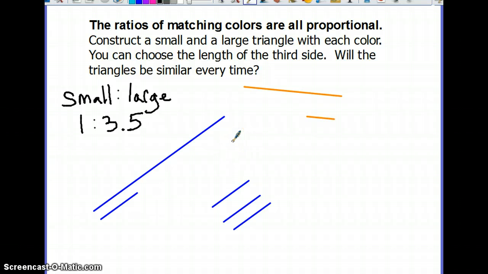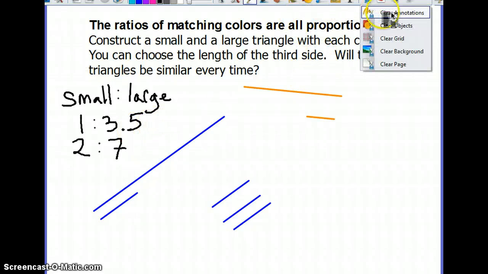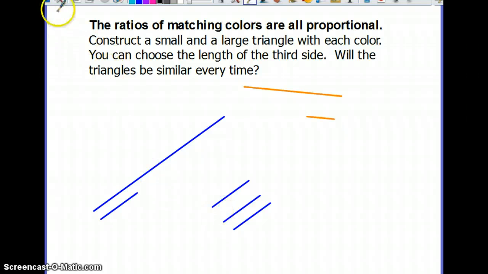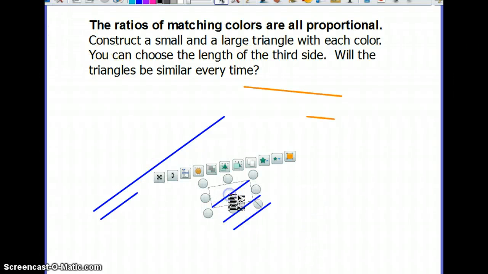So I think we should get this without decimals. So that would be 2 to 7, right? Because if you double 1, you get 2. Double 3.5, and you get 7. That's just a little side note, but we can forget about that. Okay. Let's get back to what we were doing here.